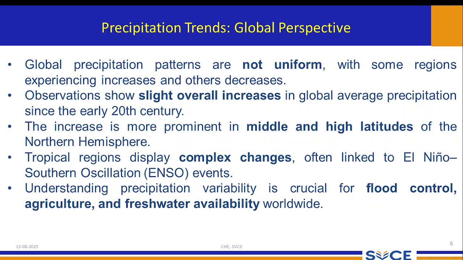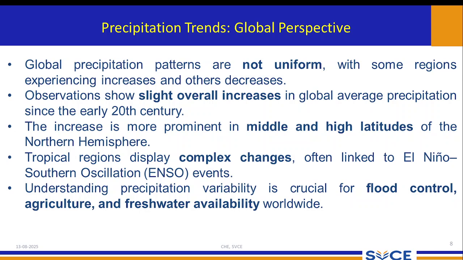The increase is more prominent in the middle and high latitudes of the northern hemisphere. In the northern hemisphere, it has been found to be very prominent. Tropical regions display complex changes, often linked to El Nino Southern Oscillation events. El Nino we have already seen in the ENSO events, so I don't touch upon it here. Just go and refer back.